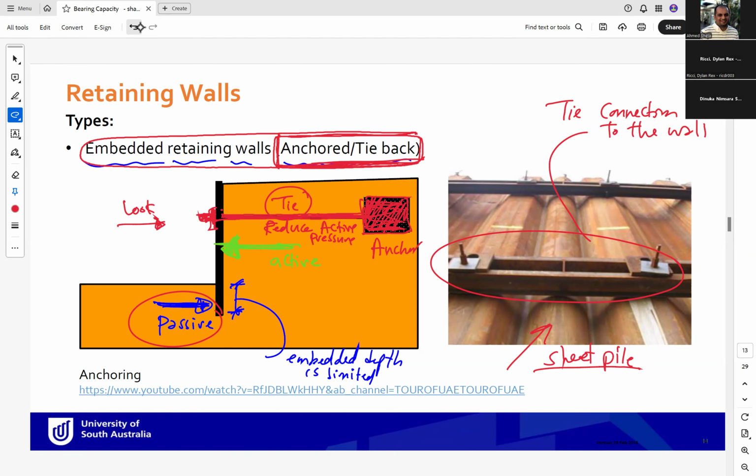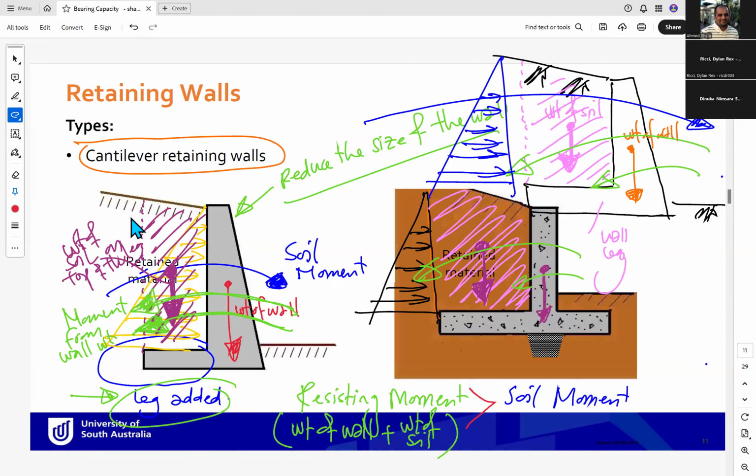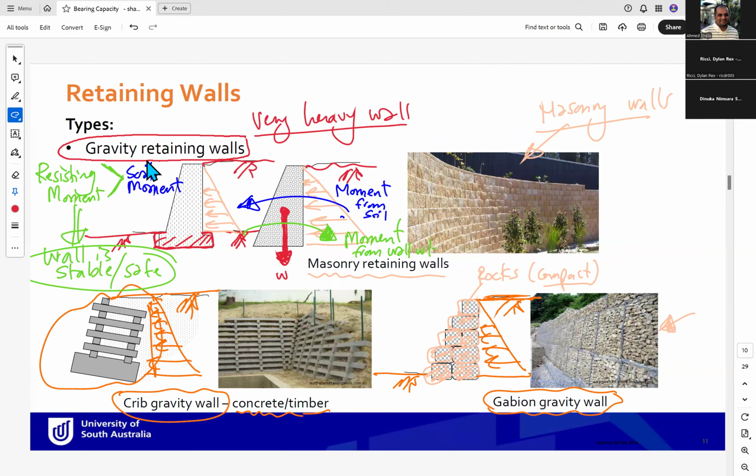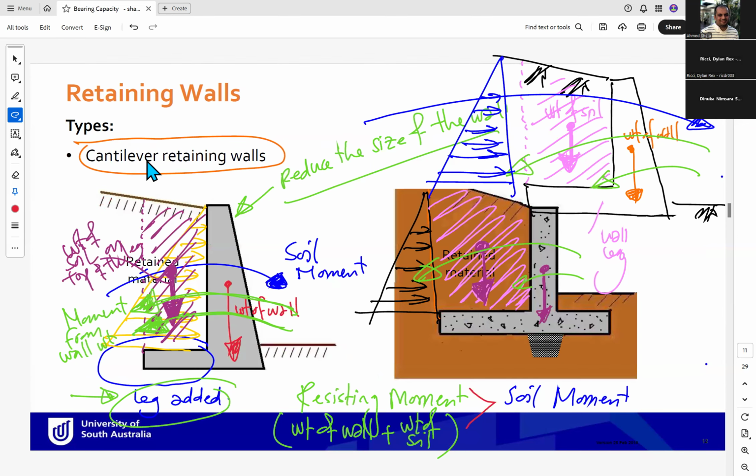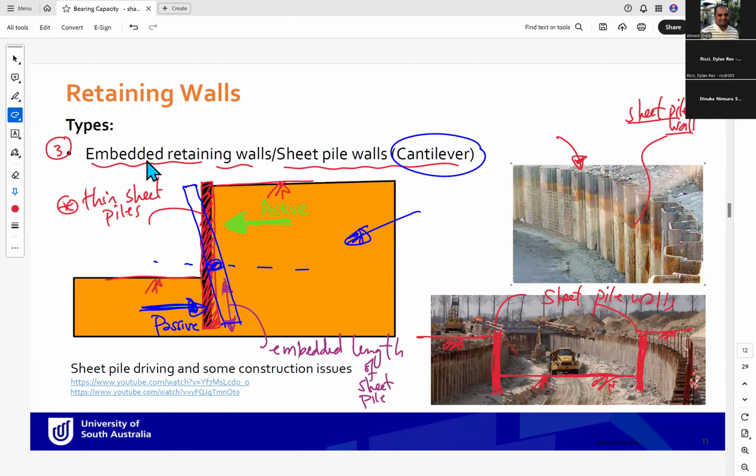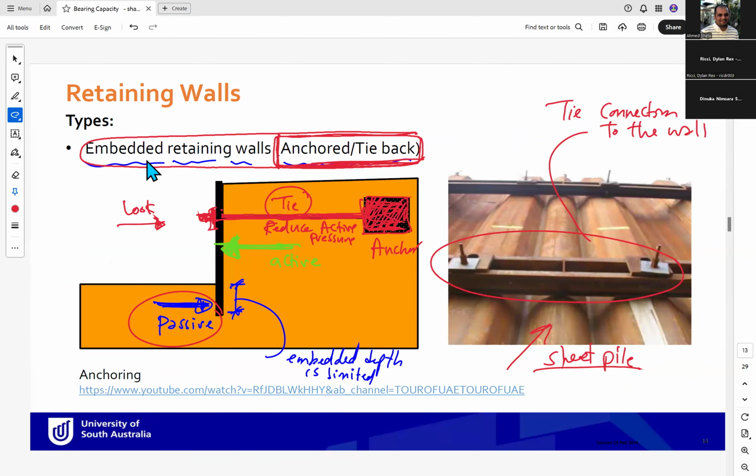Okay, so these are the types of retaining wall we have. Again, we have the gravity retaining wall, the cantilever retaining wall, the embedded retaining wall or sheet pile wall, cantilever only, and you can have embedded retaining walls with anchor or tieback if we don't have enough embedded depth.